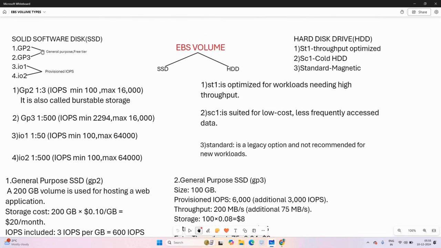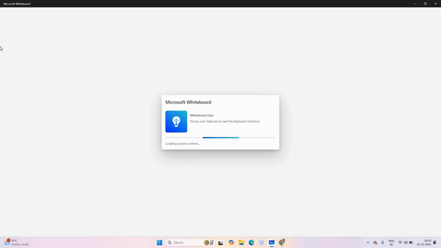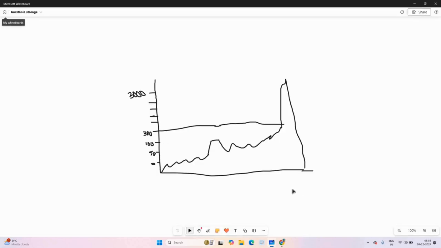So I'm going to show how EBS volume is calculated. Before that, GP2 is also called burstable storage, because I'm going to show here, the below is time.